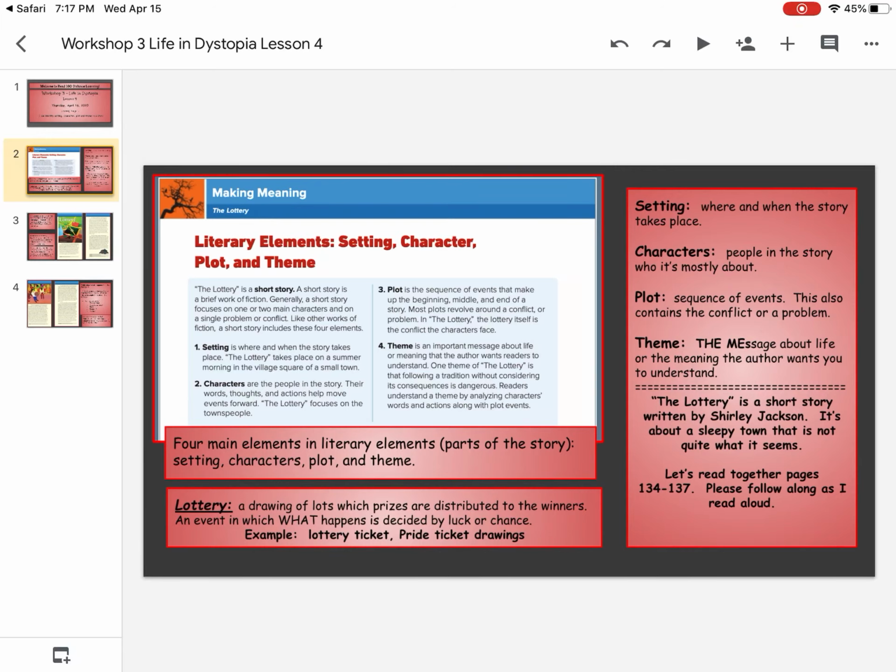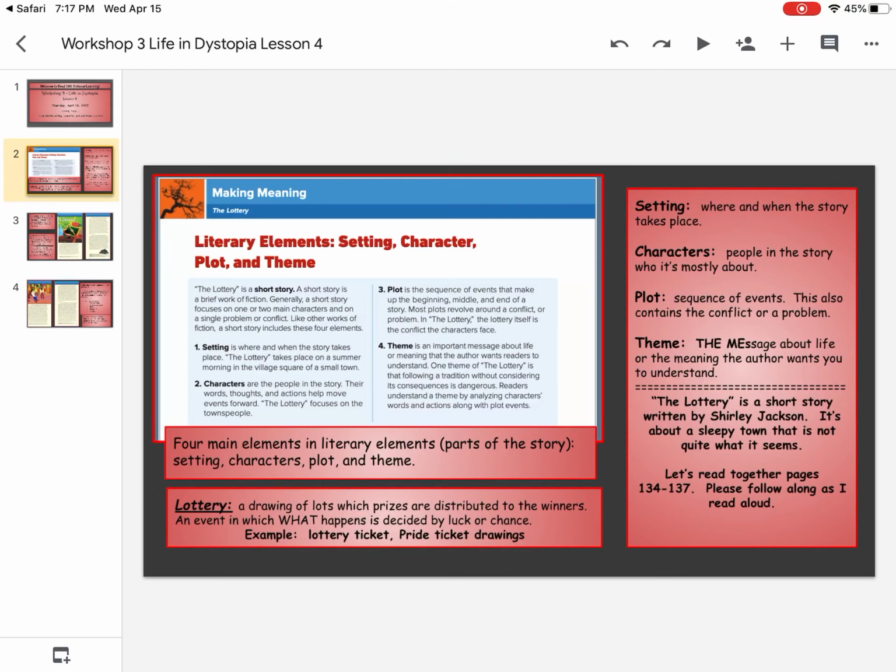Now, I know most of us know what a lottery is, but the definition is a drawing of lots in which prizes are distributed to the winner. It can also be an event in which what happens is decided by luck or chance. You've heard of people buying lottery tickets, trying to win that big pot of money in the Minnesota lottery. At Franklin Middle School, we have Pride ticket drawings, and I know some of you will take all of your tickets and put them in at opportune times so you can have a better chance, or that your luck is better at getting that prize that you have your eye on.